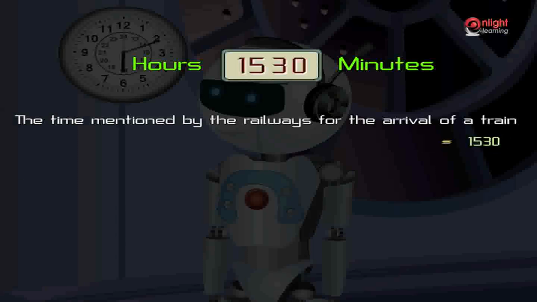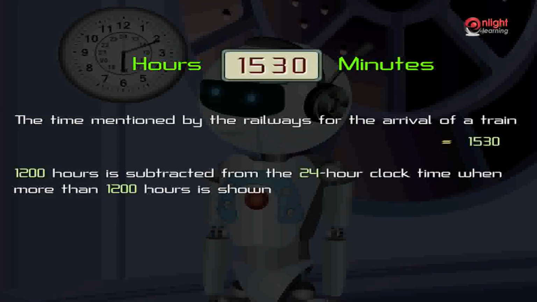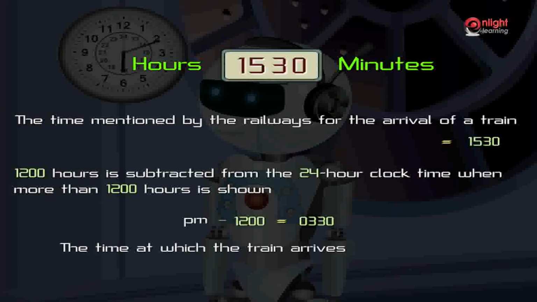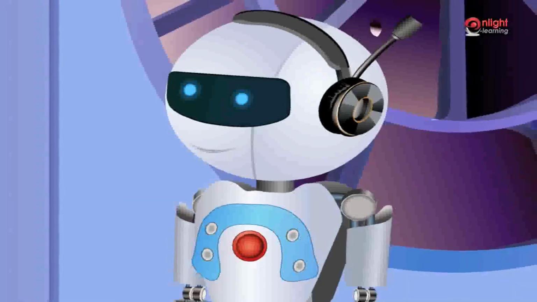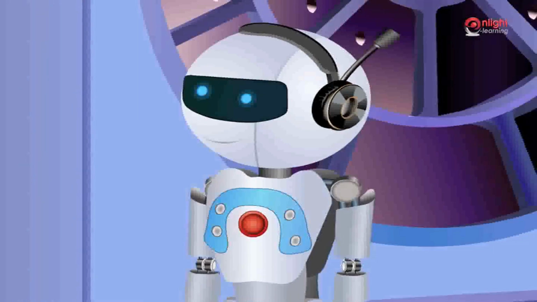Now, 1200 hours is subtracted from the 24-hour clock time when more than 1200 hours is shown. Hence, 1530 minus 1200 is equal to 0330, which implies the time at which the train arrives is 3:30 p.m. Let us solve some problem to improve our understanding of this concept.